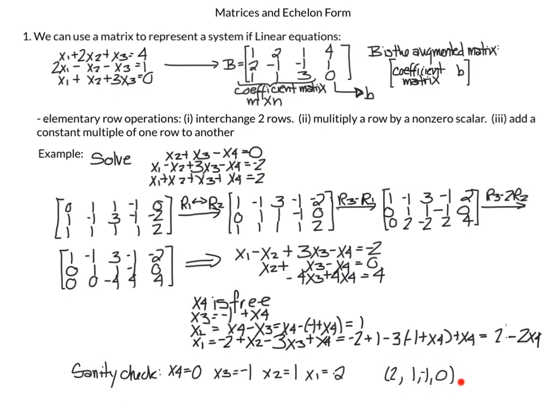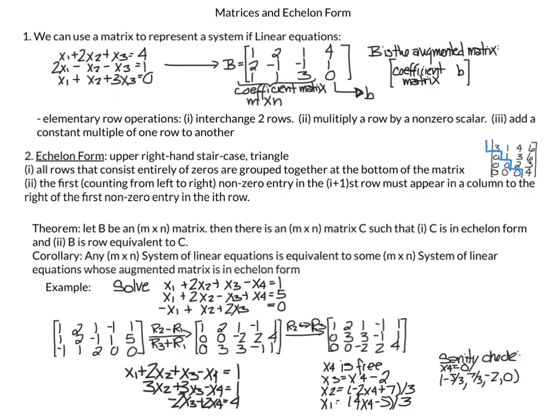This probably goes without saying, but I'll say it anyway. While the sanity check does verify that 2, 1, minus 1, 0 is a solution to this system of equations, it is not absolute proof that your formulas here are correct: x4 free, x3 equals minus 1 plus x4, x2 is equal to 1, and x1 is equal to 2 minus 2x4. So it's not a proof that this is correct, but it does give you a really good feeling that it probably is. And that's the main points of this video.